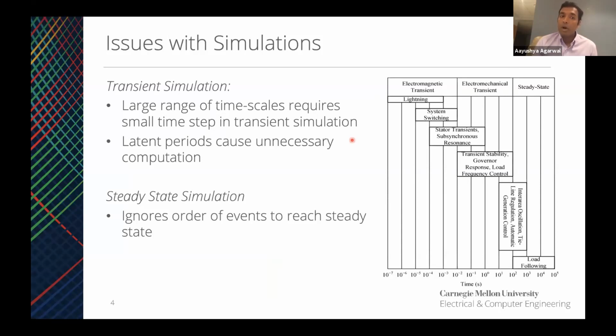And this usually becomes a bottleneck in transient simulations as you usually have to respect the smallest time constant. So this requires you to have really small time steps, even if I want to find the action due to something within the hours. Another problem is that you have latent periods where you have no real controls happening, and that causes unnecessary simulations. On the other hand, steady state simulations like PowerFlow really ignore the temporal dependencies that occur. So it ignores the order of events that control actions happen in to finally reach that steady state.